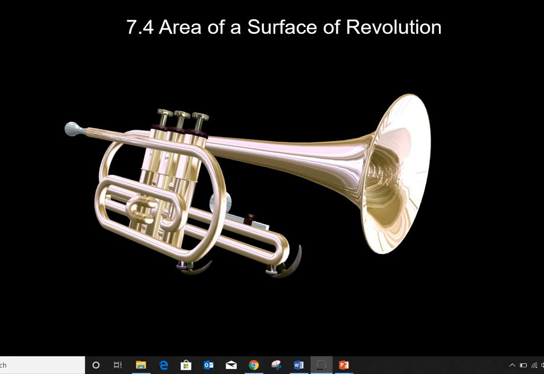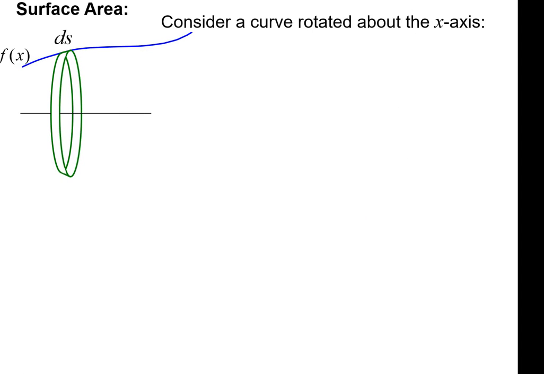All right, let's take a look at surface area. For surface area, the formula is a little bit more involved. And again, I'm just going to give you the background of where this comes from. You don't have to worry about reproducing this on a test or anything. I just want you to see.